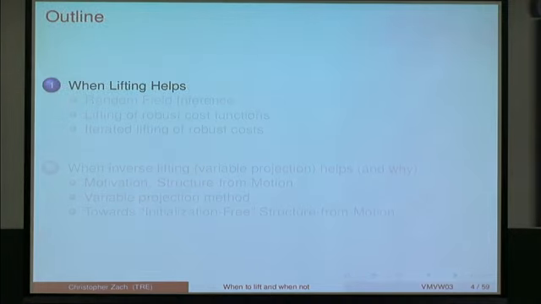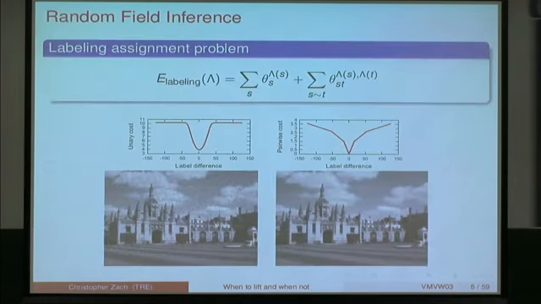My talk will cover two very different topics. One I call when lifting helps: making a function or optimization problem look more complicated and getting better solutions. The second part will be one interesting instance, especially in structure from motion, where exactly the opposite is the case. The first is where I'm closer to Yuri and Olga: random field inference. Luckily, I start with only discrete domains and discrete label sets.